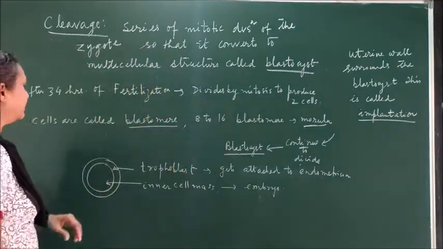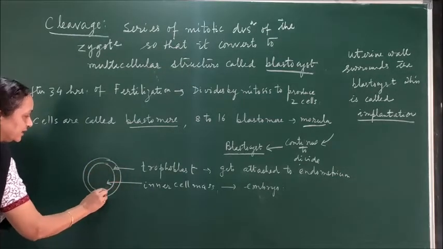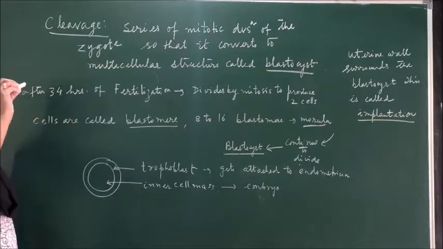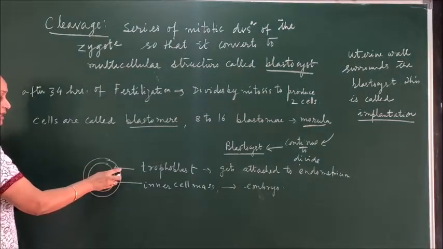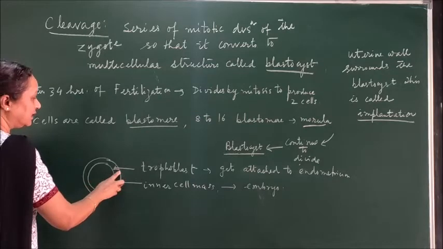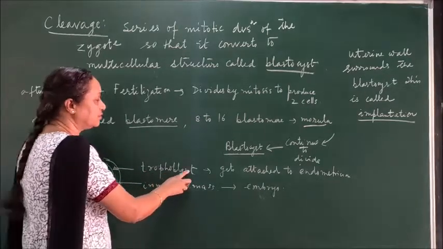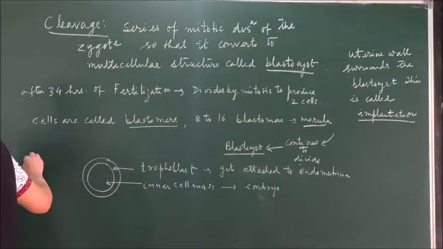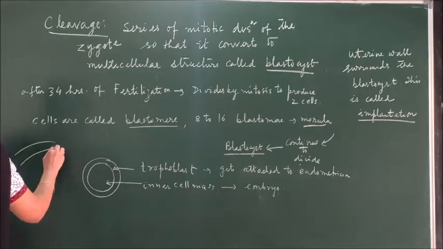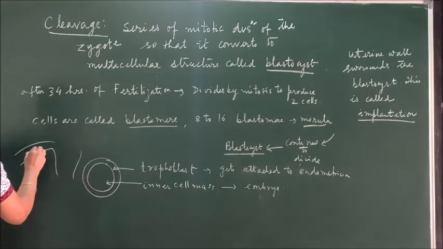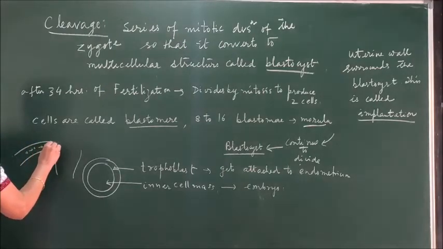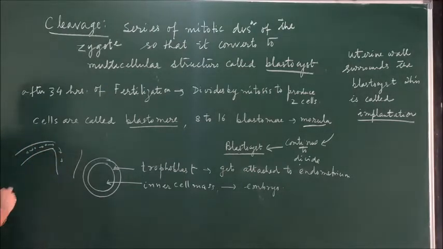Okay? Then a periclinal division takes place. Periclinal means the division will separate into different layers. So there is the formation of one outer layer and one inner layer. The outer layer is called the trophoblast, and the trophoblast gets attached to the endometrium, because by the time the cleavage starts, the zygote starts moving towards the uterus. Fertilization takes place in the oviduct. Then when the mitosis starts, the fertilized zygote gradually moves towards the uterus.